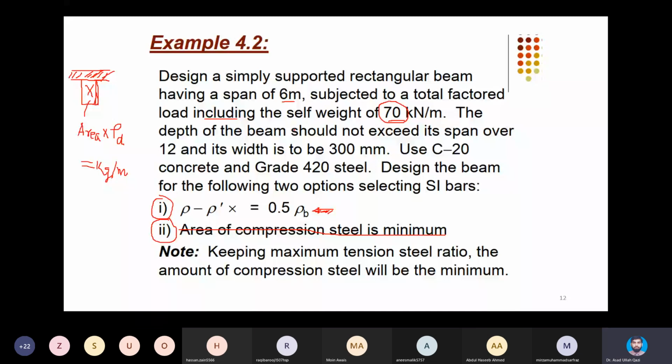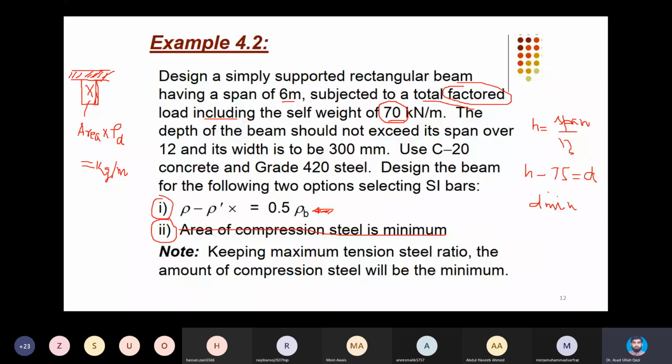Now, it is further stated that the depth of the beam should not exceed its span by 12. So this gives you a hint that the question is asking you to finish your beam within a height of span by 12, which means 6000 over 12. That gives us one reflection: from this h obviously I will subtract the cover and get the d value. Suppose I assume the cover 75, so h minus 75 will give me the allowed effective depth from the architect.